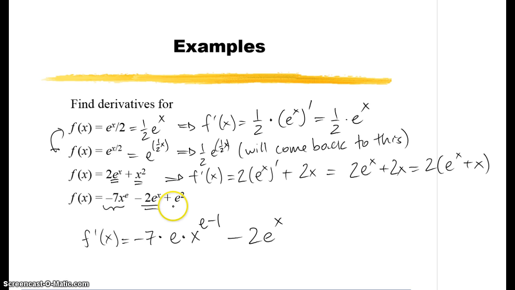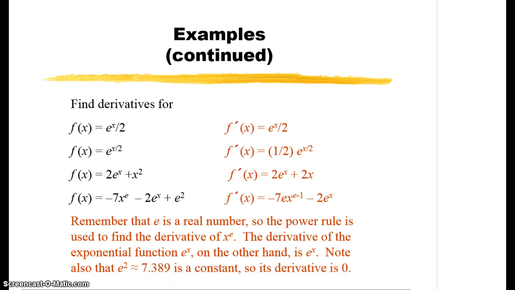Finally, for the last term here, e squared, e is just a number. When you square it, you get another number. The derivative of a number is 0. So this is really plus 0, which we don't normally write. And altogether, we get negative 7e times x to the e minus 1 power minus twice e to the x. So that's our answer. We could verify our answers here on this slide.